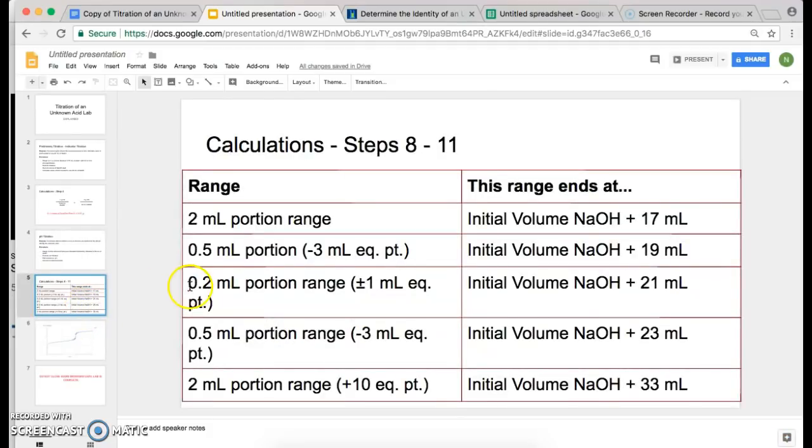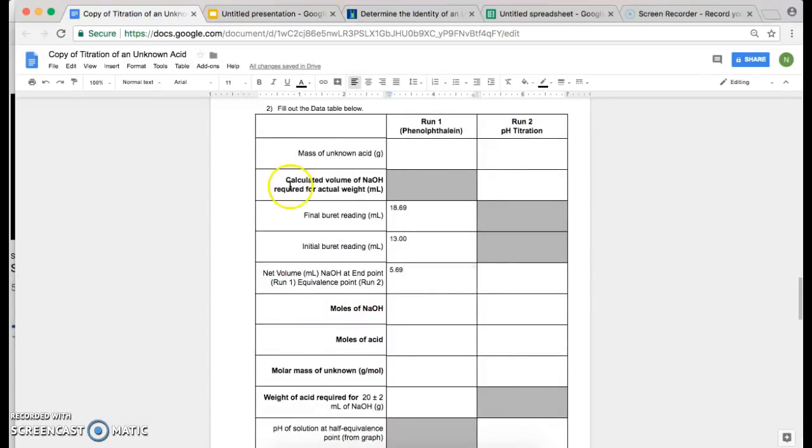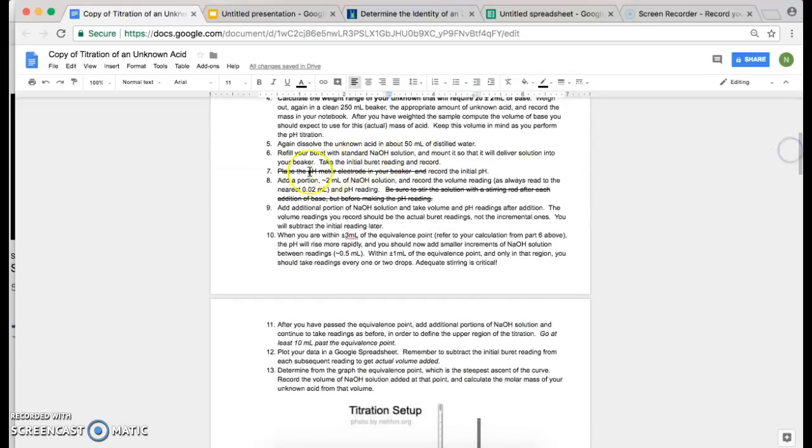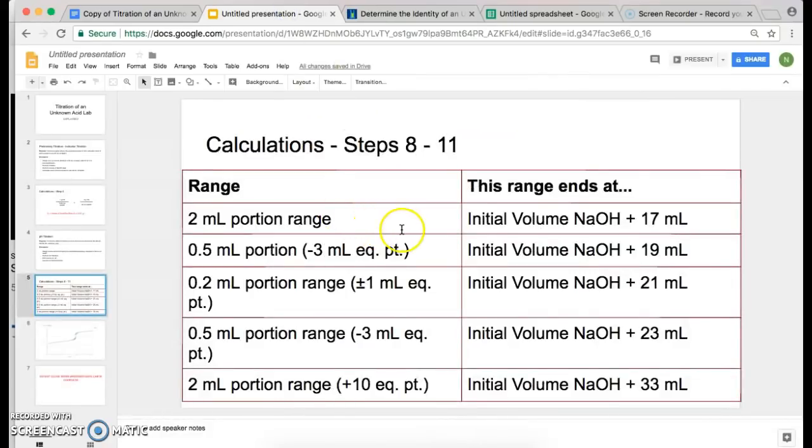Now, an important note is that when you're performing a pH titration, you want to control the amount of base that you're adding. If you look at steps 8 through 11 in your document, they tell you the portions of sodium hydroxide you should be adding depending on how far you are from the endpoint that you determined in run number 1. That was the indicator titration. So this chart here essentially summarizes the information that is in that step.